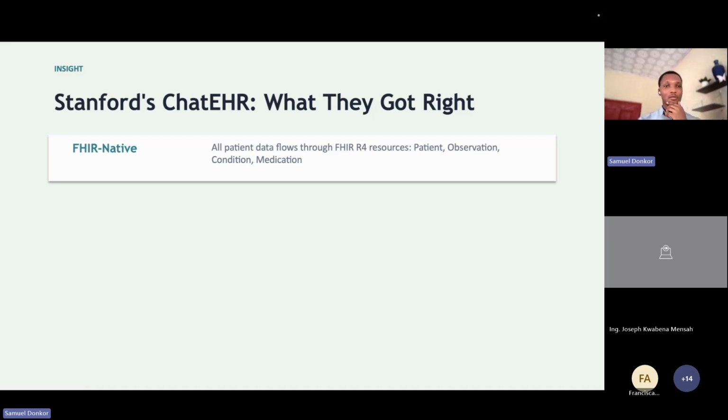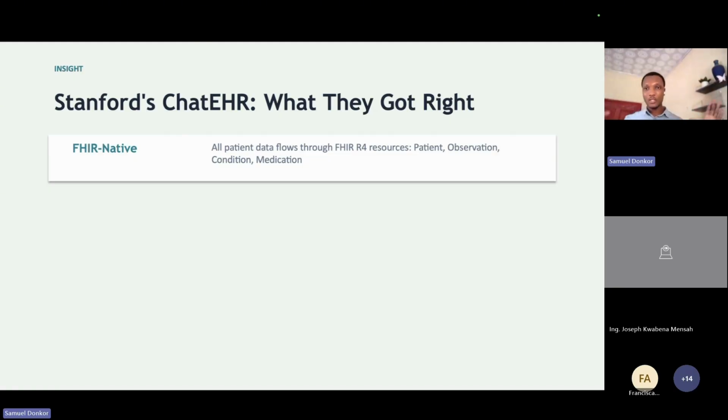So what they get right. First is FHIR native, right? So all patient data. We also talk more about FHIR, what FHIR actually means, what it represents, and what goes into it. So one is all patient data actually flows through FHIR resources. So resources are basically how you structure the higher level representation of the patient data.